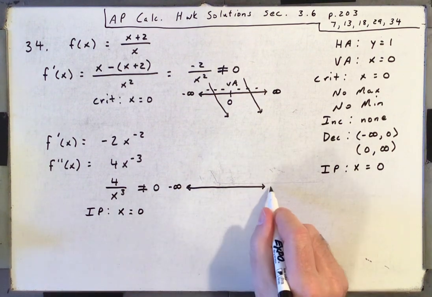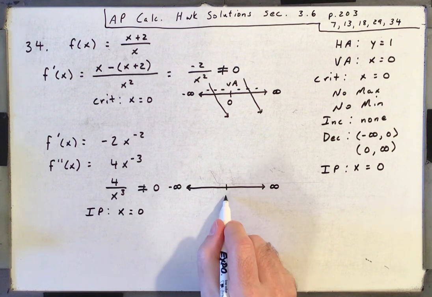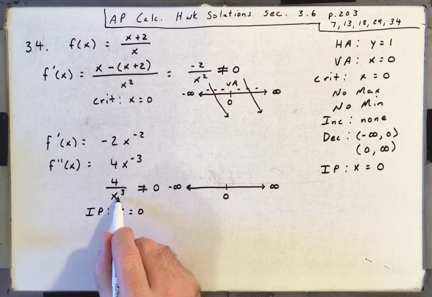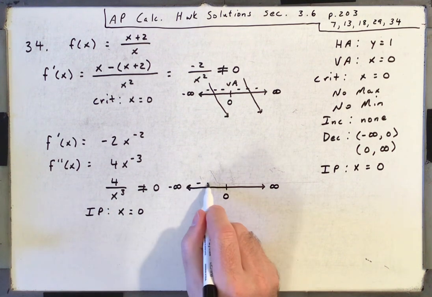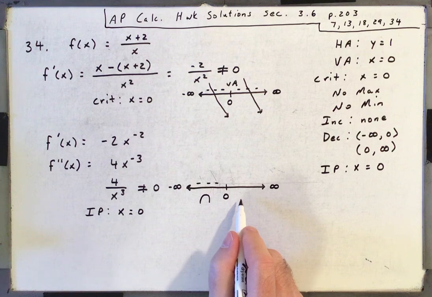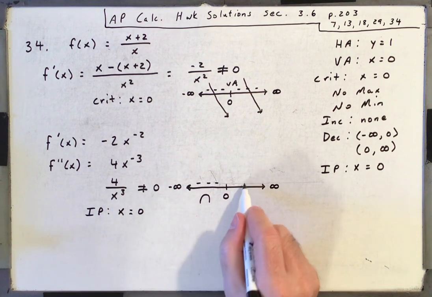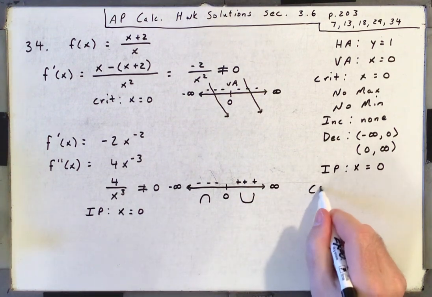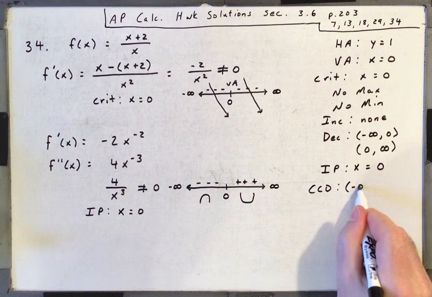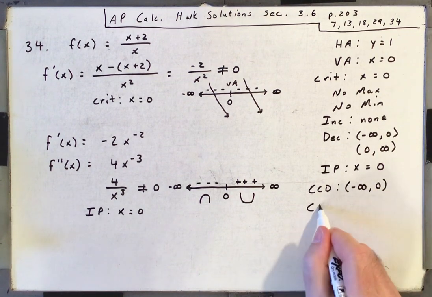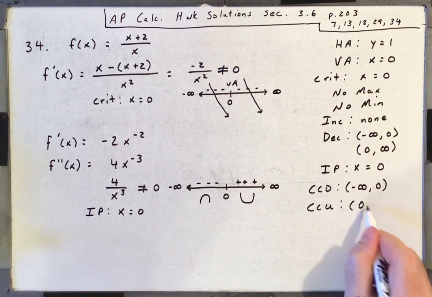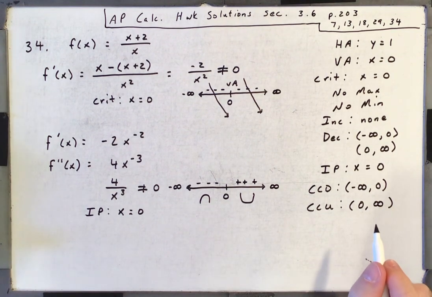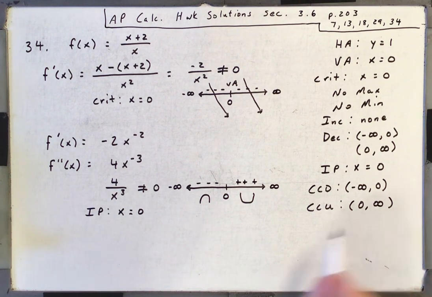So let's test that. Put in a 0. To the left would be 4 over, let's say negative 1. 4 over negative 1 is negative, so concave down. 4 over positive 1 is positive, so it would be concave up. So concave down from negative infinity to 0. Concave up from 0 to infinity. Notice I'm not making the obvious to infinity and beyond joke.